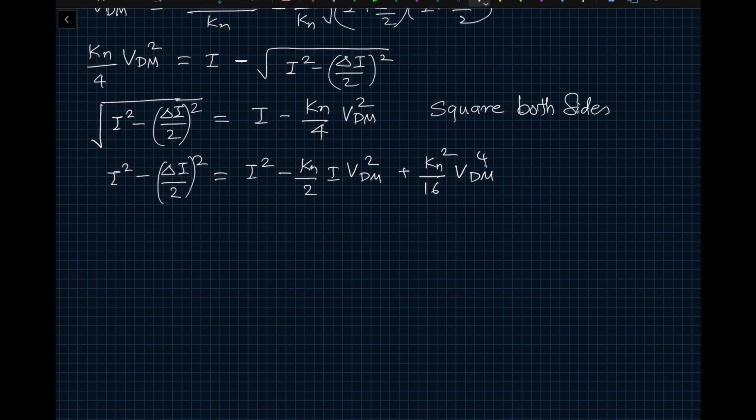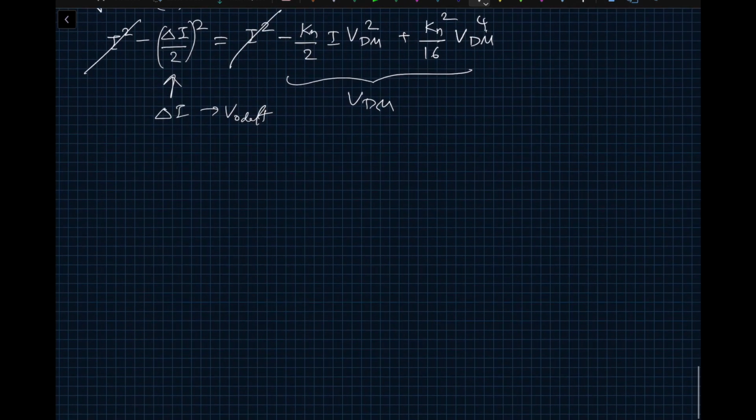Now you can probably understand why I did this. The I square will go away, and you will now only get an equation which has VDM, which is applied on this side. You have VDM, and here we have delta I. Delta I can quickly give you VO differential, which is VOP minus VON. So that's what we are trying to do. We are trying to figure out the exact large signal relationship between input and output. So that's why we did so much math. So let's move forward from here, and you will see.